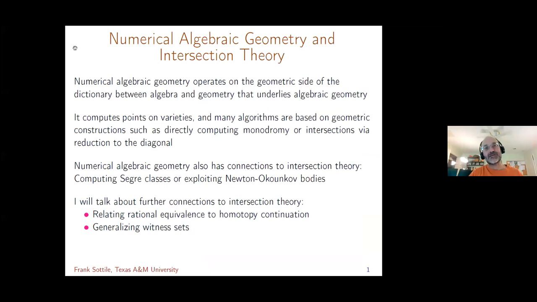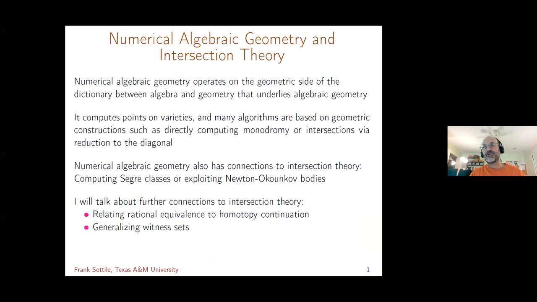This is very much on the theoretical side of numerical computation in algebraic geometry. One thing I came to realize over the years is that numerical algebraic geometry is actually a very geometric way of computing in algebraic geometry. It works on the geometric side of the dictionary under our subject, and what it does is compute points on varieties, or solutions of polynomials.